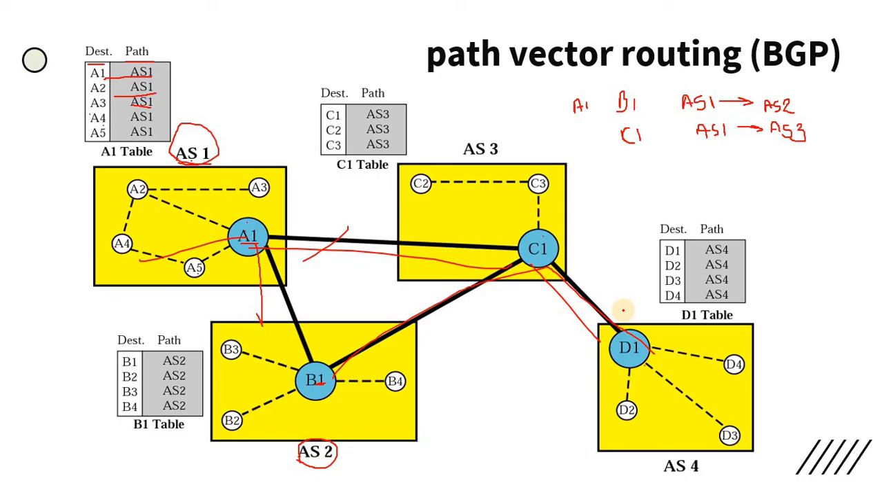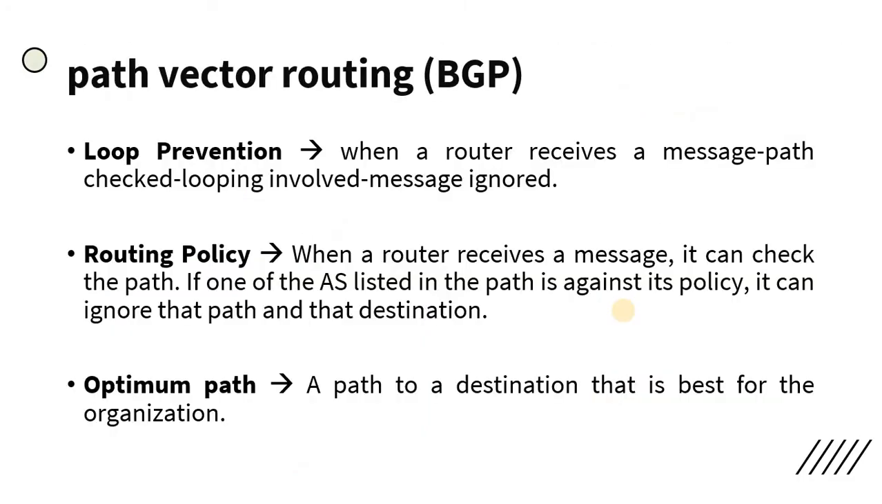So this is how path vector routing works. Now let's understand what loop prevention is. As I said, path vector routing guarantees prevention of loops. When the router receives a message path, it checks for looping, and if looping is involved in the message, then it ignores or drops that message. So that is how it can totally remove the loop.